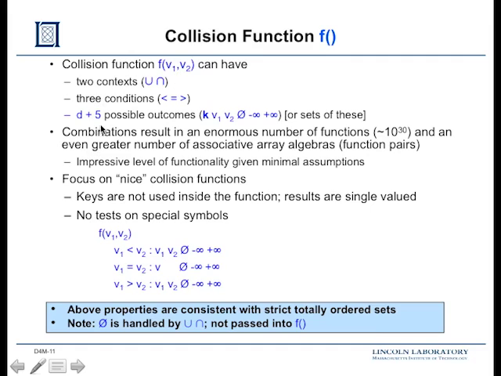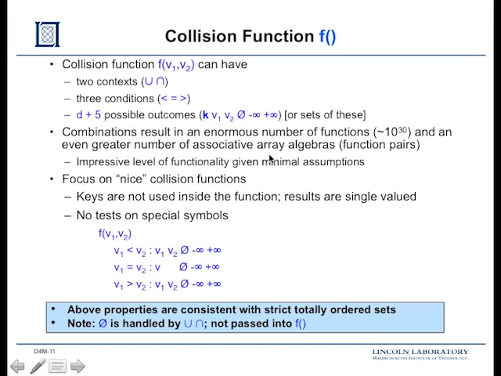So that means that you have sort of d plus 5 possible outcomes to any collision function. That is, you could have the collision function actually choose to put out the value of its underlying key. It could produce v1 or v2 or empty or minus infinity or plus infinity, or sets of these. So that's a fairly finite choice of results. If we stay in this restricted setting, we have a very limited number of things that can actually happen when you apply a collision function where there's an intersection.